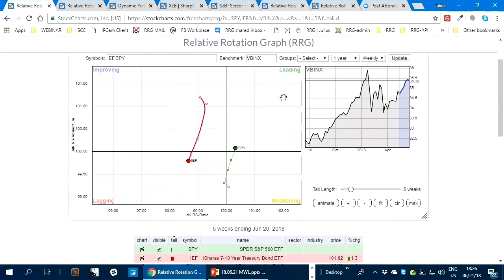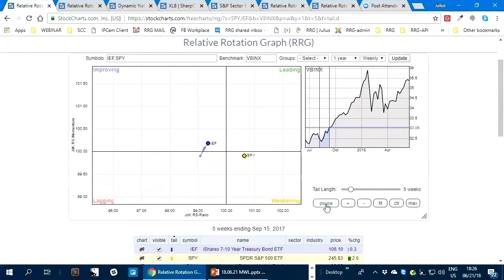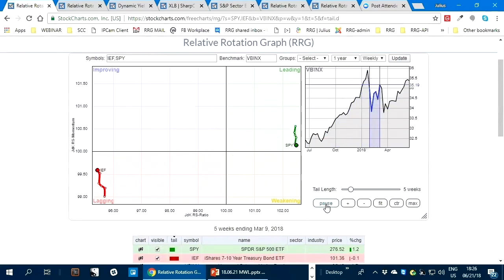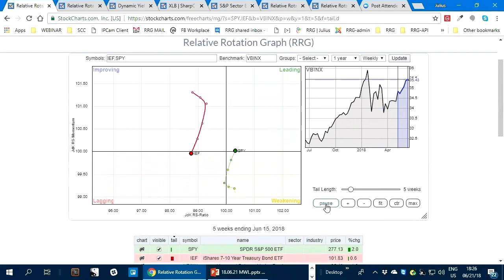And you can actually play the rotation over time of the relationship between stocks and bonds. You can see that, for a very long time already, equities are moving on the right-hand side of the chart and bonds are on the left-hand side of the chart. That's still the case. We'll go into a little bit more detail later.